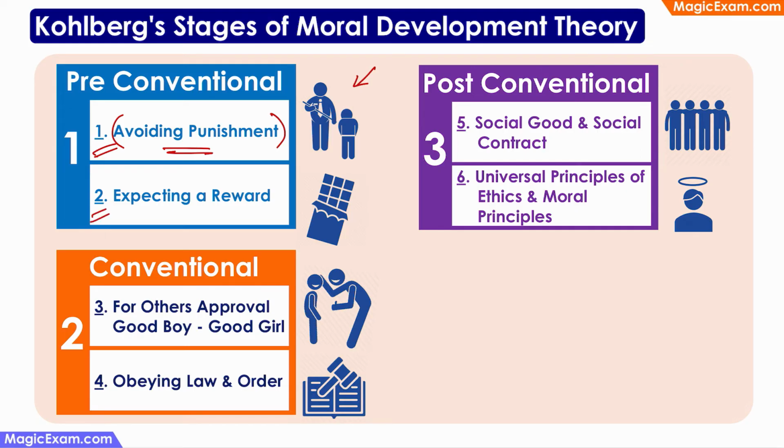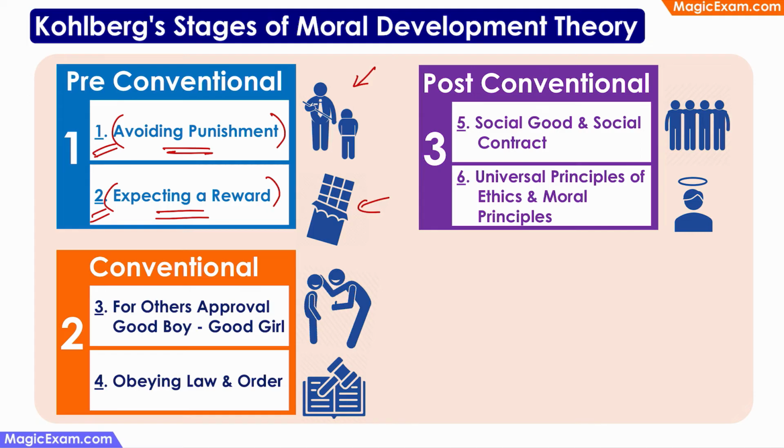In stage 2, children are now expecting a reward. If they do the right thing, they are expecting that somebody will reward them. For example, if they clean up their room, then they are expecting that their parents might give them a reward, maybe a chocolate. Or if they help somebody, then they might be expecting an ice cream or some such reward. Therefore, expectation of a reward is driving the moral decisions in stage 2.